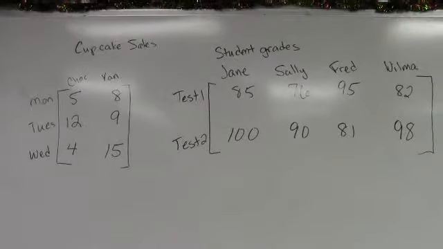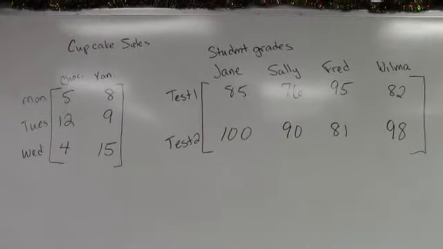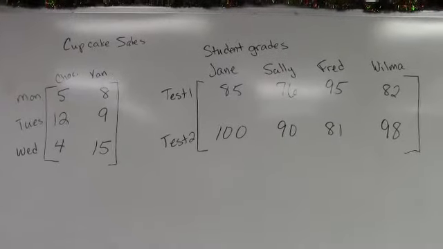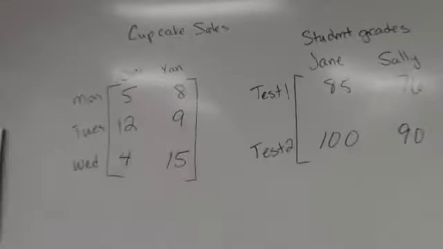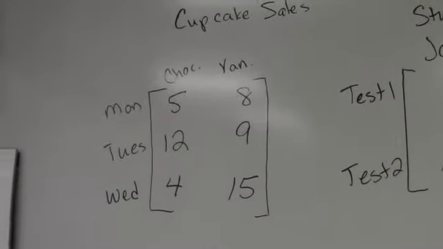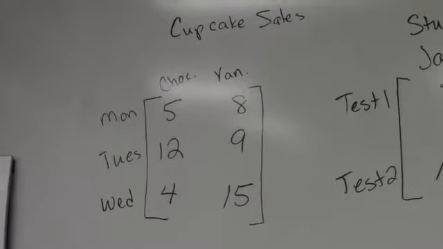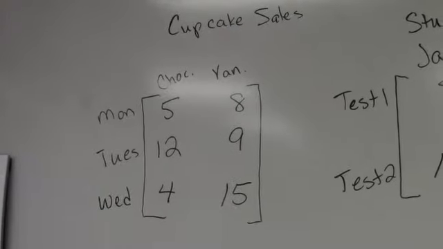This lesson is to help students learn how to use a calculator to do simple matrix operations. What is a matrix? A matrix is a grid of numbers that can help organize some information. For example, this matrix shows cupcake sales.